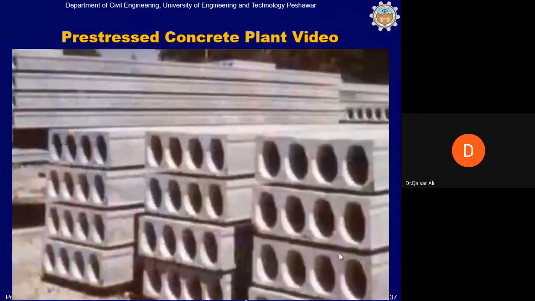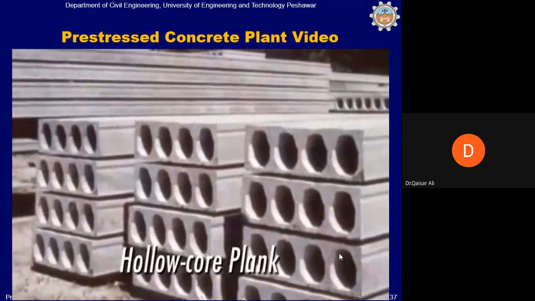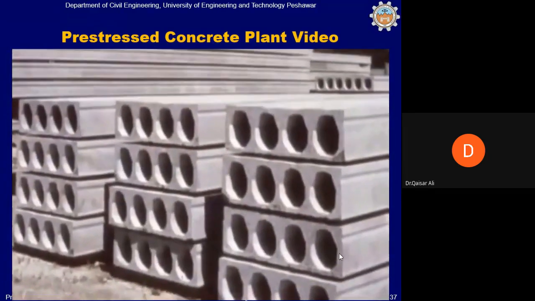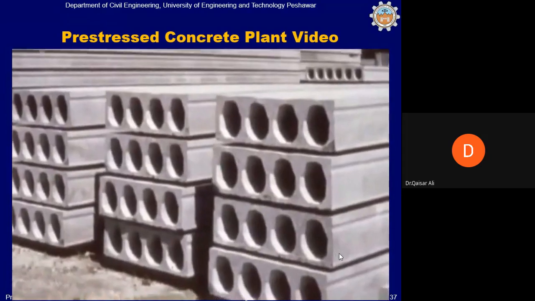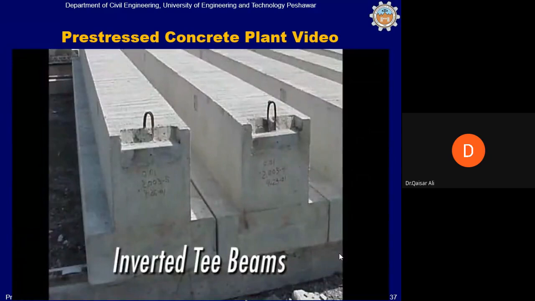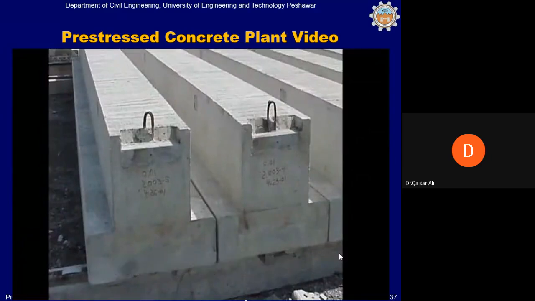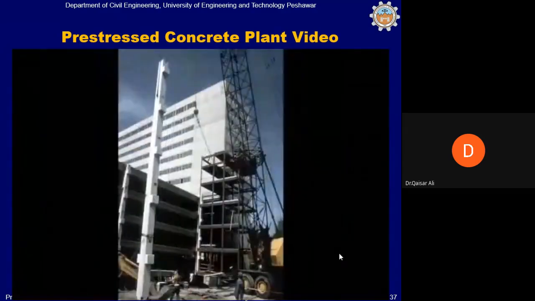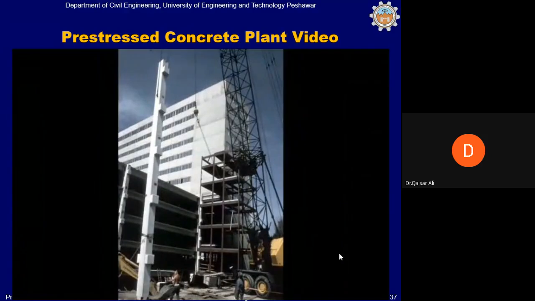Hollow core plank, which are used for floor and roof components in multifamily housing, schools, hotels, and many other buildings. Inverted T-beams, which can be used in any total precast concrete build system. Columns, which are cast horizontally and then rotated in the air at the job site. They are often designed as pre-stressed components.